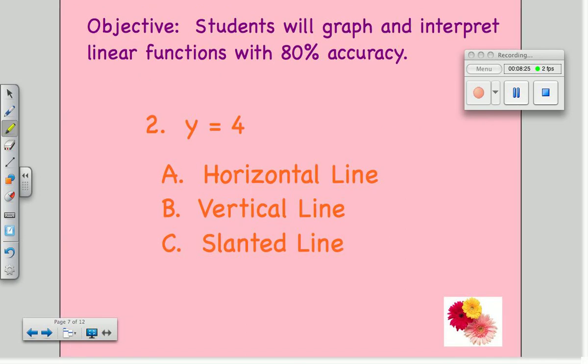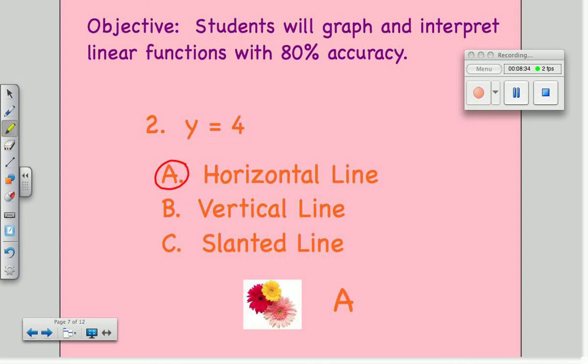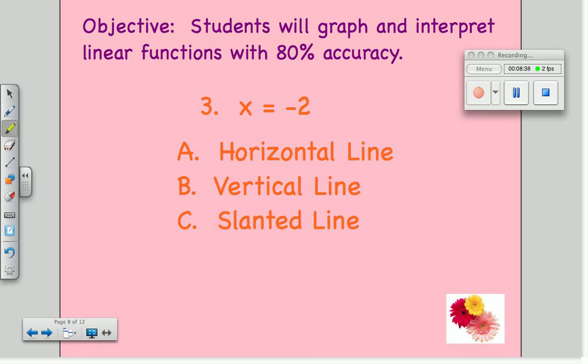How about y equals 4? Now y does equal one number. Okay? That's going to be a horizontal line. Okay? You should be writing all these down, by the way, so if you need to rewind the video and pause it, do what you need to do, but you should be writing all the guided practice down. Number 3, x equals -2. So now we're graphing for x. So that's going to be a vertical line.